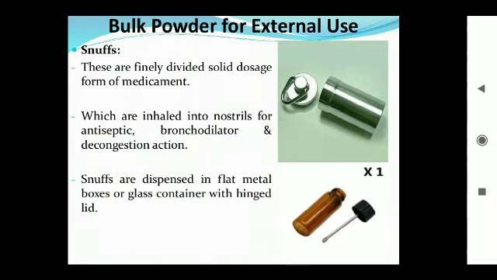These are the various types of bulk powders for internal use and external use. Thank you.